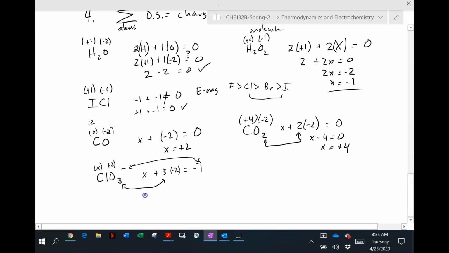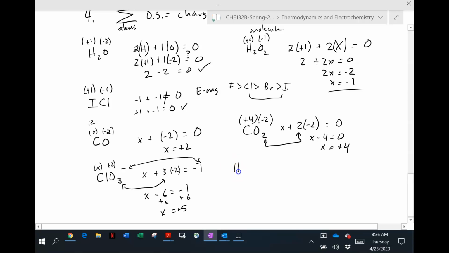So a little harder equation. X minus 6 is equal to -1. Still not too hard. Add 6 to both sides, and we wind up with X is equal to plus 5. So in ClO3 minus, the X is plus 5.